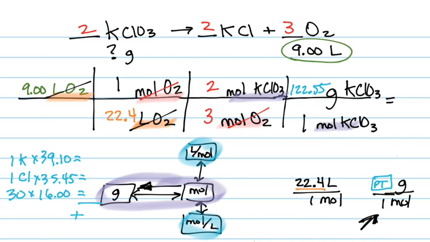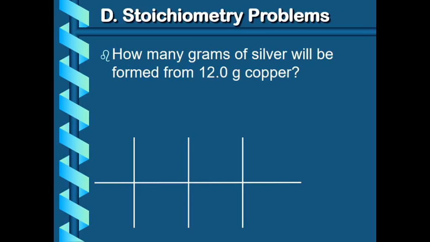Now we're ready to do our final calculation. Again, everything above that long divide line, 9 times 1 times 2 times 122.55, divide by 22.4, divide that by 3, divide by 1. Your final answer is 32.8 grams of KClO3. Please make sure you can put this into your calculator properly. On to the next problem.